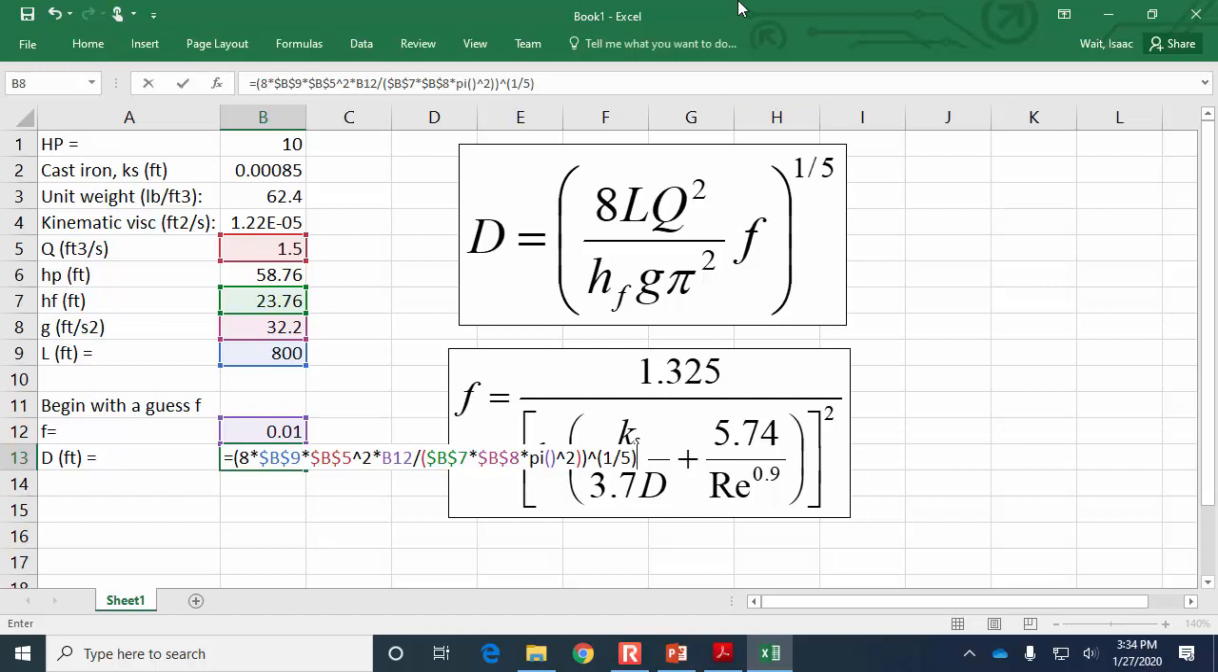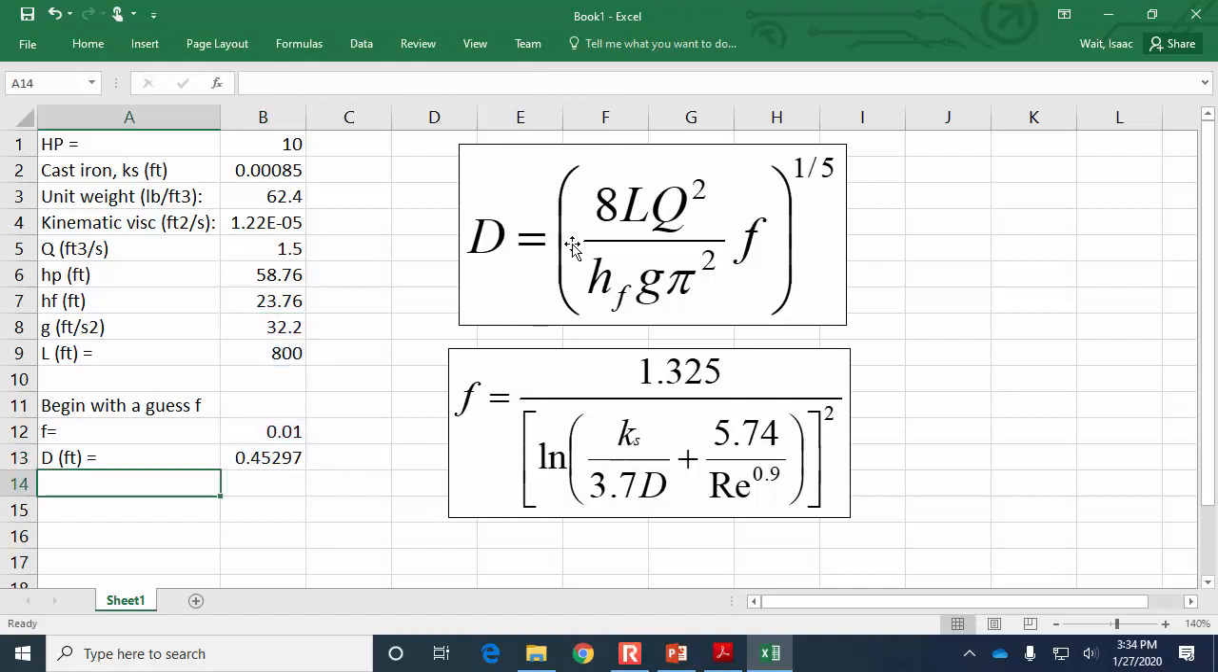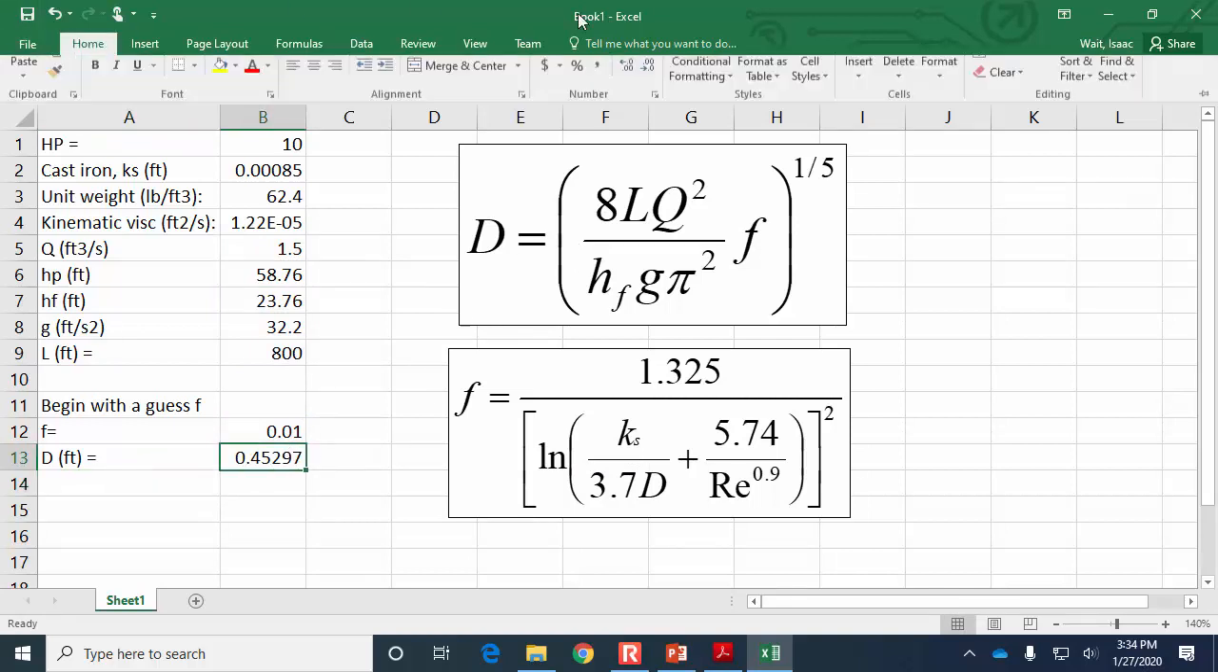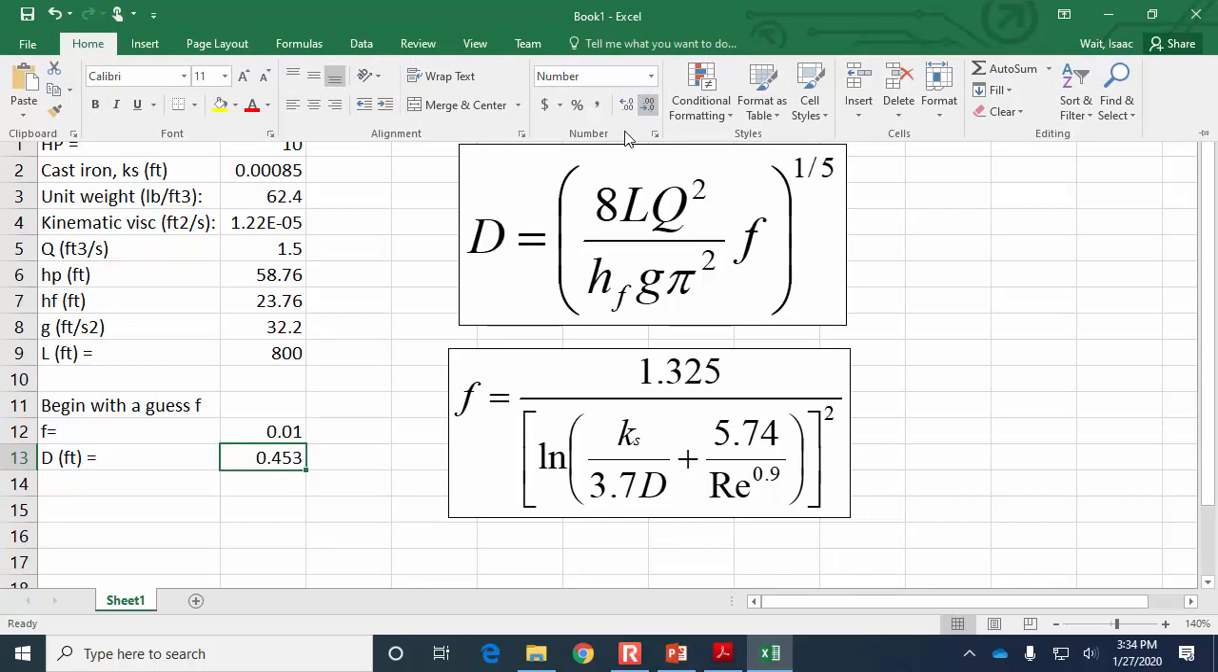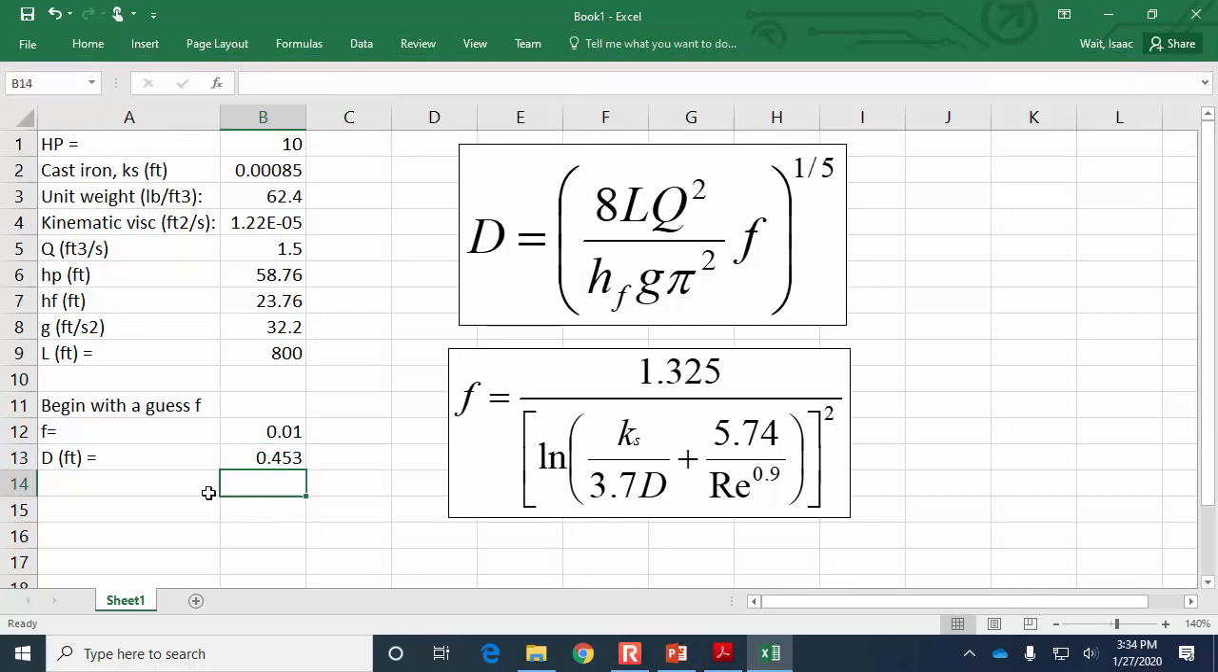All right. So this diameter is going to tell me the diameter that would be needed if the F value was 0.01. And so it's saying if the F value was 0.01, then you'd need a pipe that's 0.45 meters in diameter. Now that I have a diameter, let's find out, with that diameter, what is the area in terms of square feet? Because we're going to check the guess. You never make a guess without checking to see if it was good.